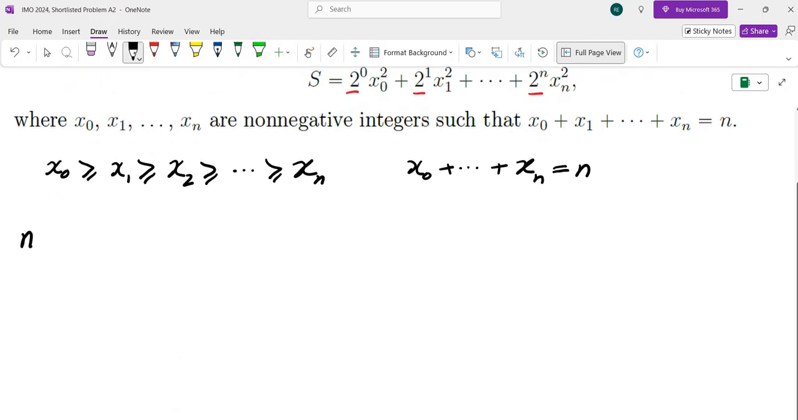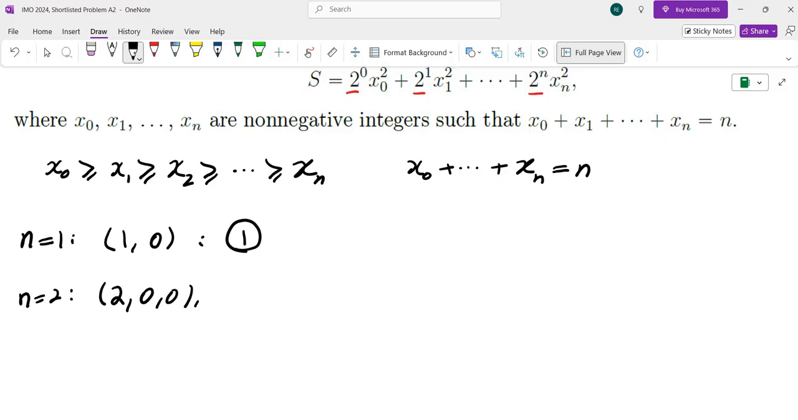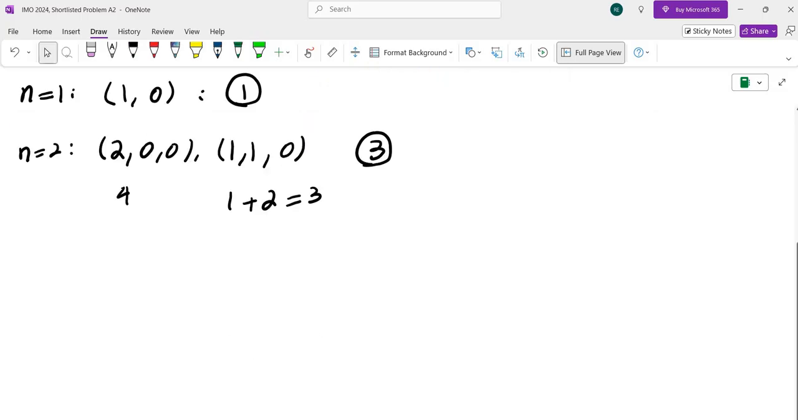So let's just start evaluating the minimum for different values of n. Let's start with n equals 1. The only sequence that adds up to 1 and is decreasing is 1, 0. And then once I evaluate that, I get 1. So the minimum is 1. So n equals 2. We can look at 2, 0, 0, or we can look at 1, 1, 0. Let's evaluate the sums. The first one is 4. The second one is 1 plus 2. So 3 is the minimum of the sum.